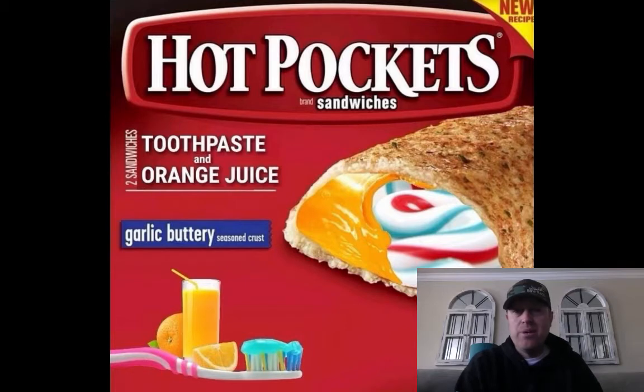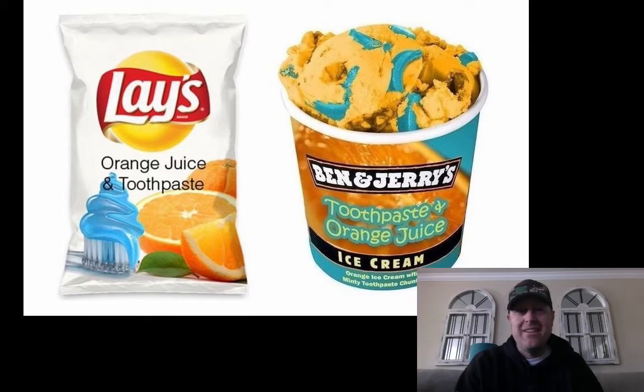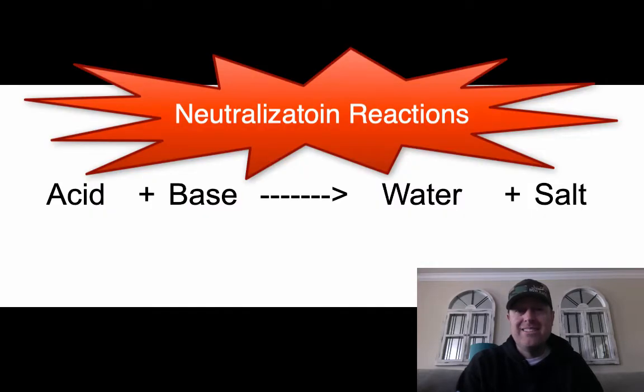And so that's probably why we will not see products like these come about: a hot pocket, bag of chips, and some ice cream. So today we're going to write out those reactions and start neutralizing reactions, and we'll see that there's always going to be a water molecule and some type of a salt that is made.